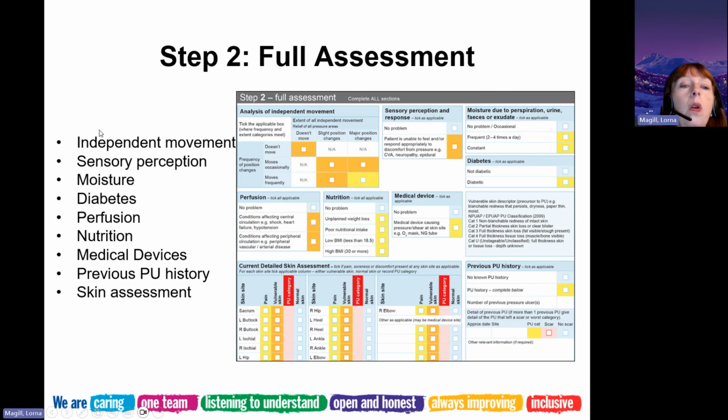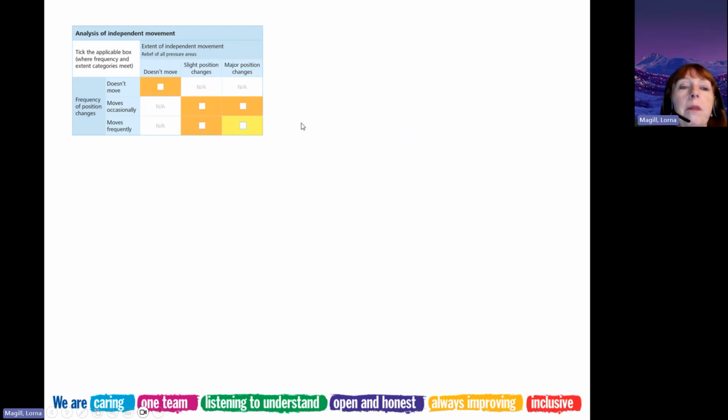Step 2 includes all of the risk factors which you will already be familiar with, and you'll note here that we've included medical devices and our skin assessment. So we'll work through each of these in a little bit more detail. So first off, mobility level is the most important factor. So we think of our patient's ability to move independently. If they can move frequently with major position changes, we are ticking a yellow box. If their mobility is more restricted than that, we are then moving into the orange boxes. So it may be that they don't move at all or they're making only very slight position changes. That would put them immediately at risk with an orange box ticked.